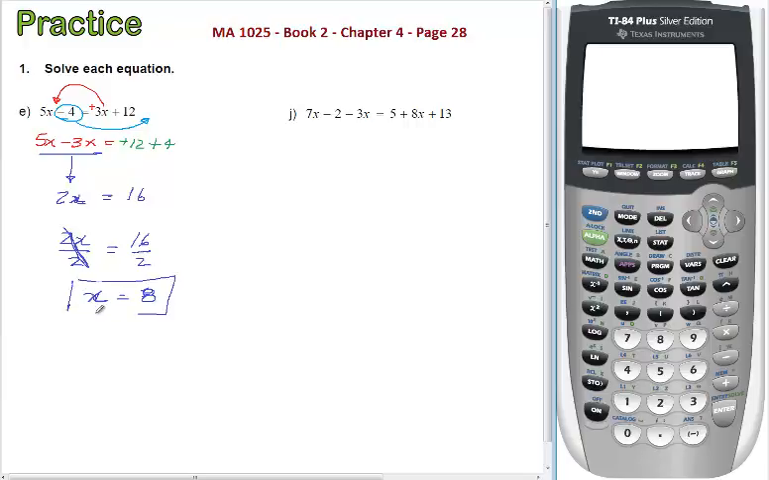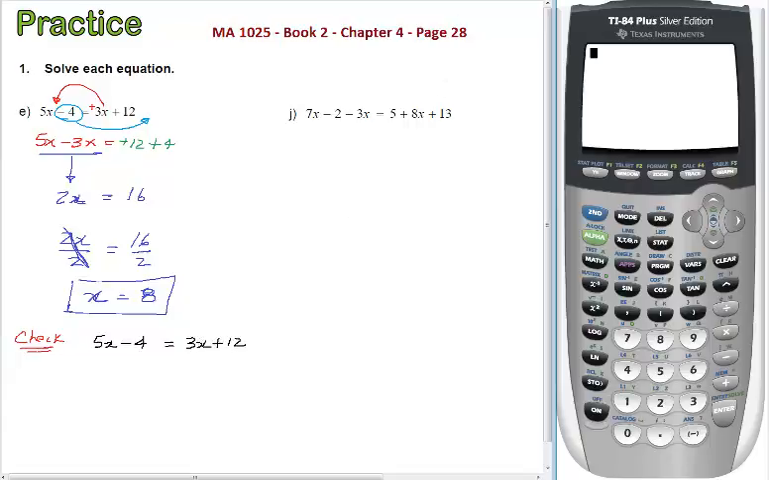Now, how can we be sure x equals 8 is our answer? Well, if you have time, I certainly encourage you to check your work. How do you check your work? You take your original equation, and always go back to the original equation, and you substitute into that original equation. Our original equation is 5x subtract 4 equals 3x plus 12.